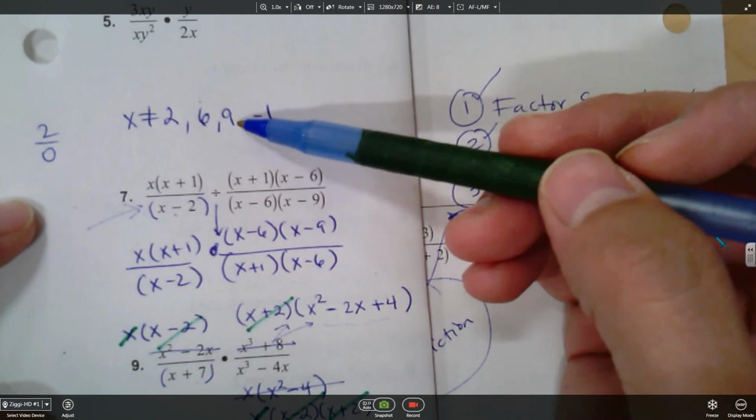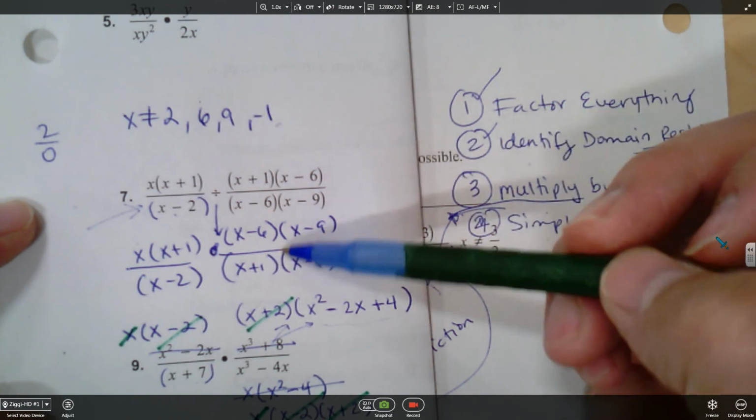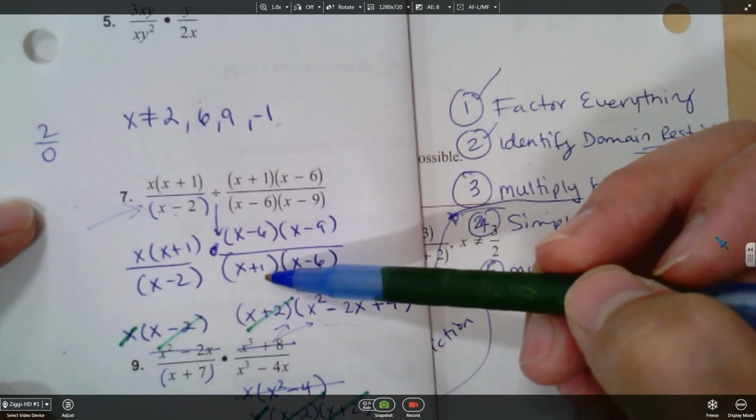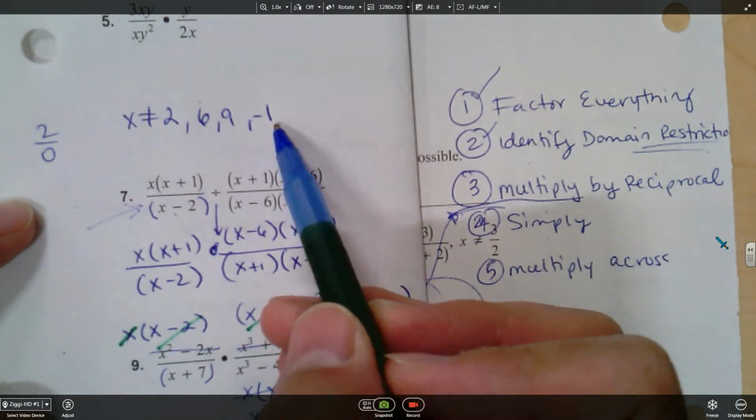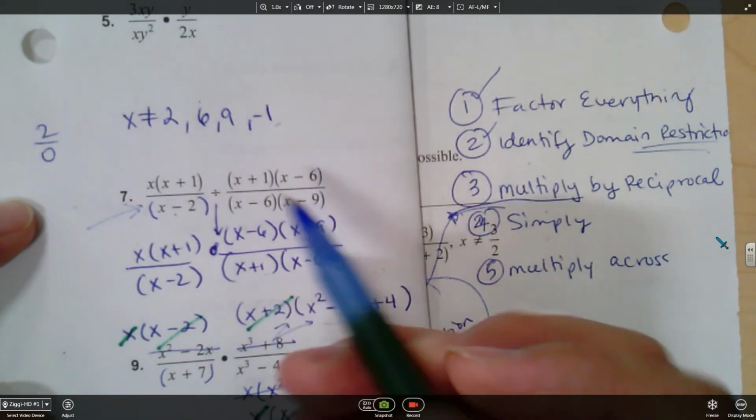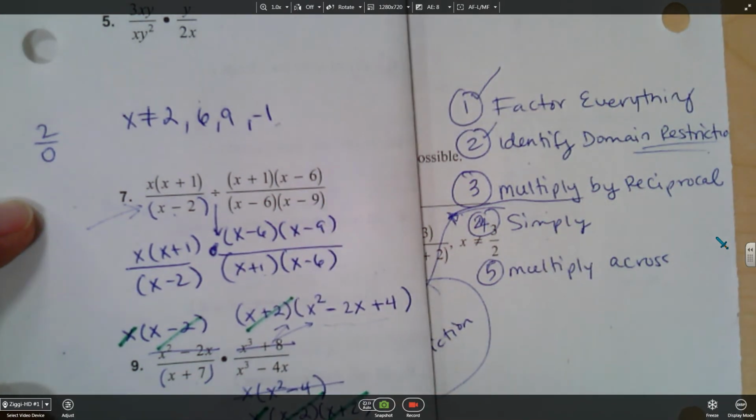So identify them after you factor, flip them, re-identify. There may be more that show up. And in this case, it showed up another time. We can't use -1 also. Then you're going to simplify next.